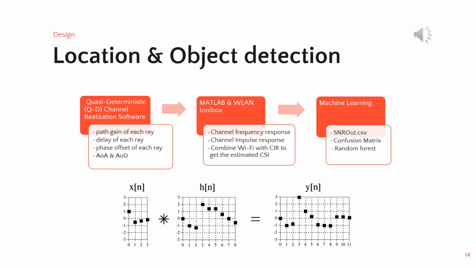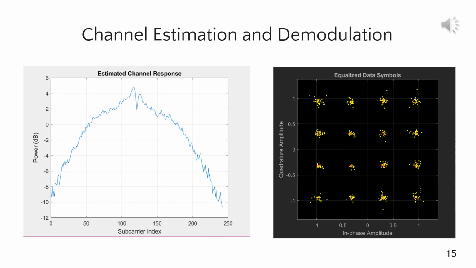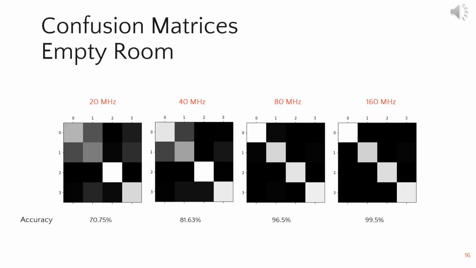The last step is training and testing with the CSI on different signal-to-noise ratios with machine learning to get a confusion matrix with the random forest algorithm. And these are the estimated channel response and the 16-point quadrature amplitude modulation after the channel modeling. And this is the confusion matrix for the empty room.